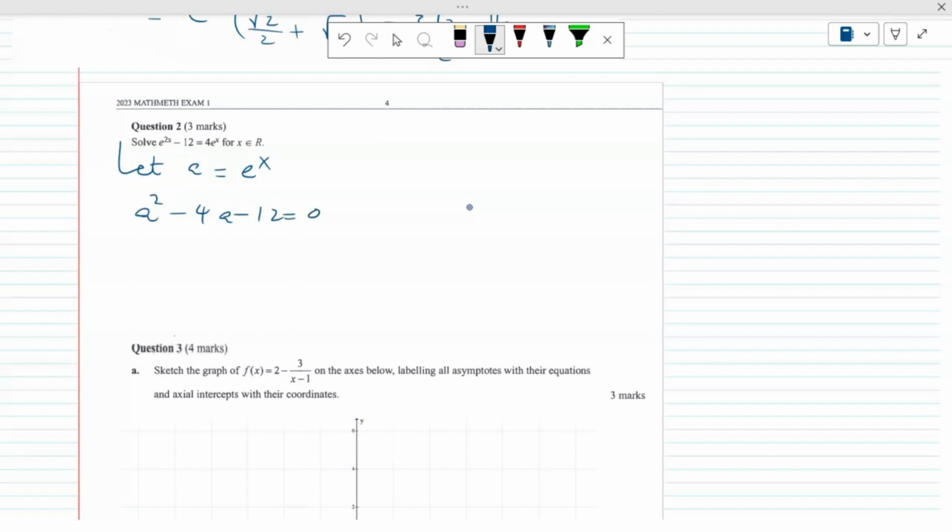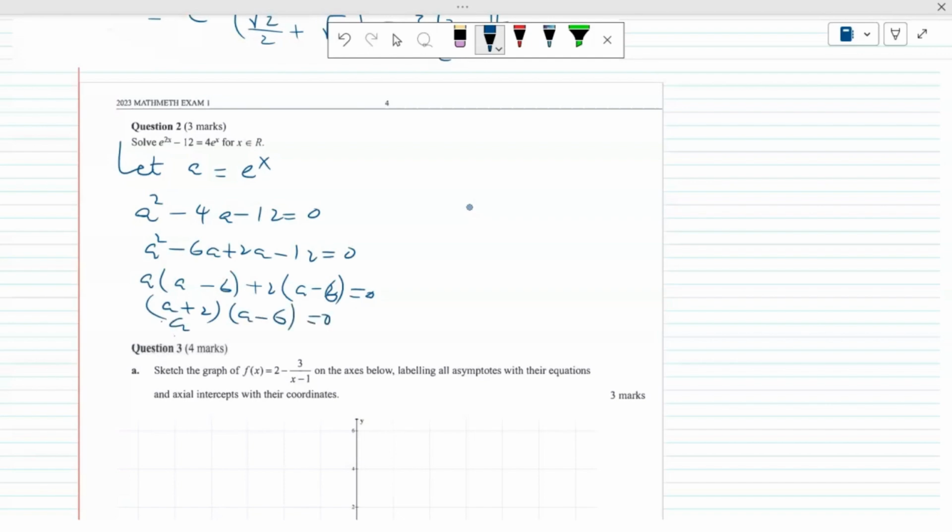So we need to find two numbers that, when you multiply, give you negative 12, and when you add those two numbers, give you negative 4. So that's going to be a squared minus 6a plus 2a minus 12 equals 0. The common factor here is a. Take the a out: a minus 6. The common factor is 2 here, with the 6 there. So (a plus 2)(a minus 6). Therefore a equals negative 2 or 6.